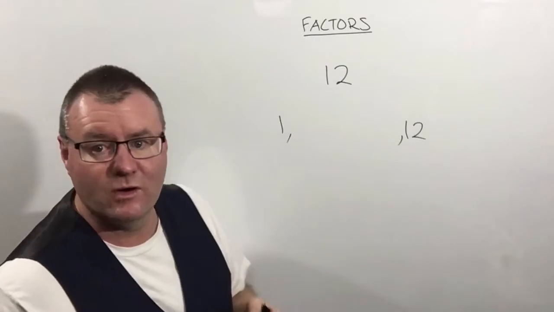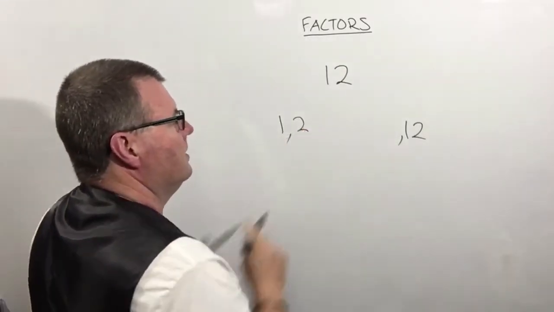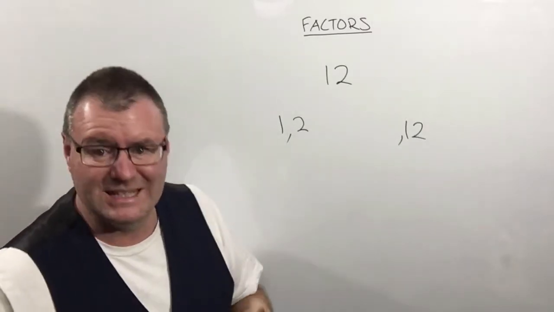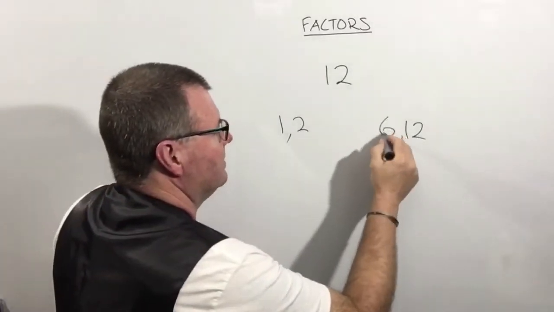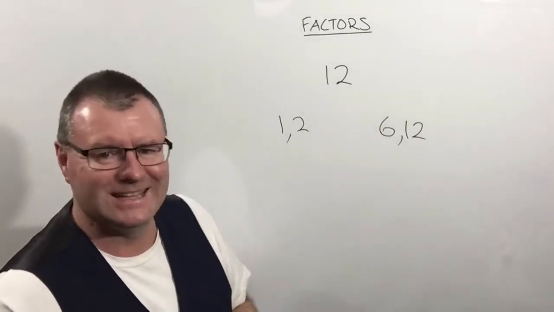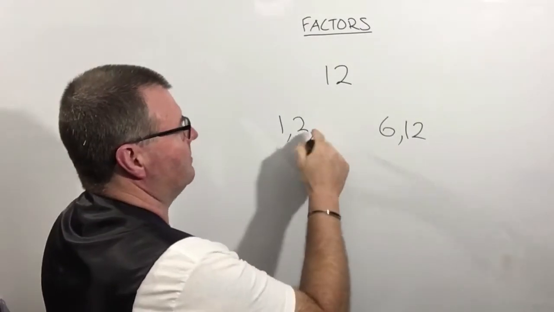Now remember, my process said I'm going to start at 2. And I'm going to go 12 divided by 2 gives me 6, which is a whole number. So in other words, 2 times 6 gives me 12. So 2 and 6 are both factors. Let's go up to the next number.